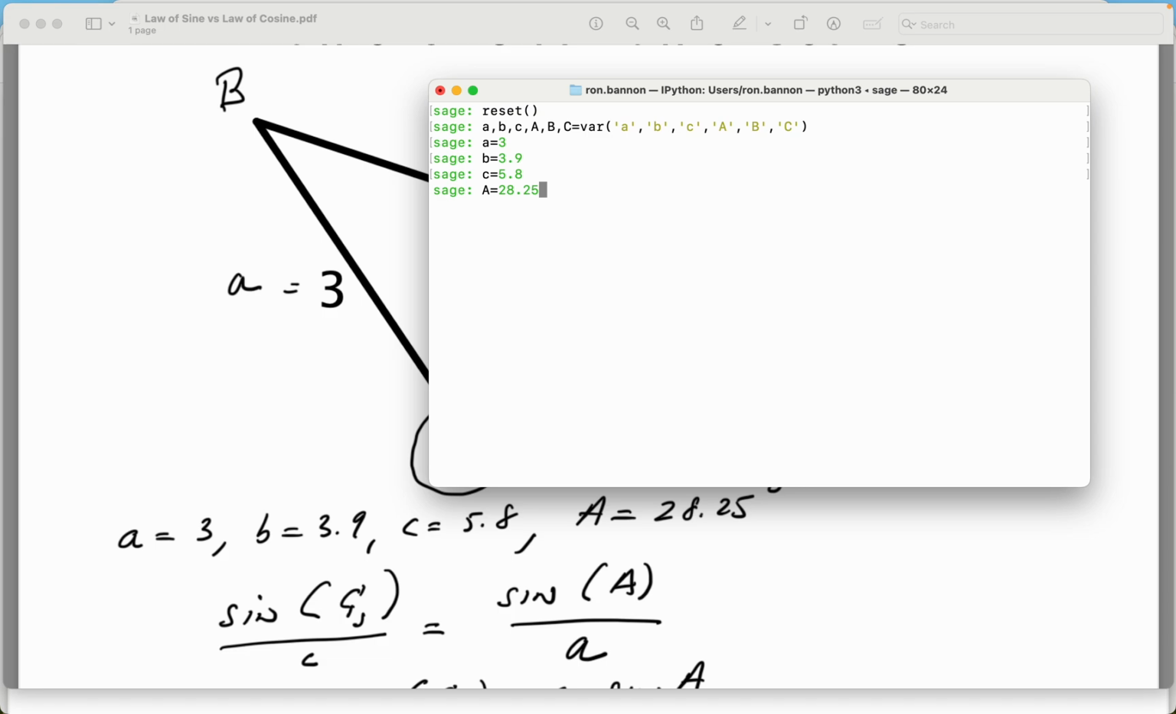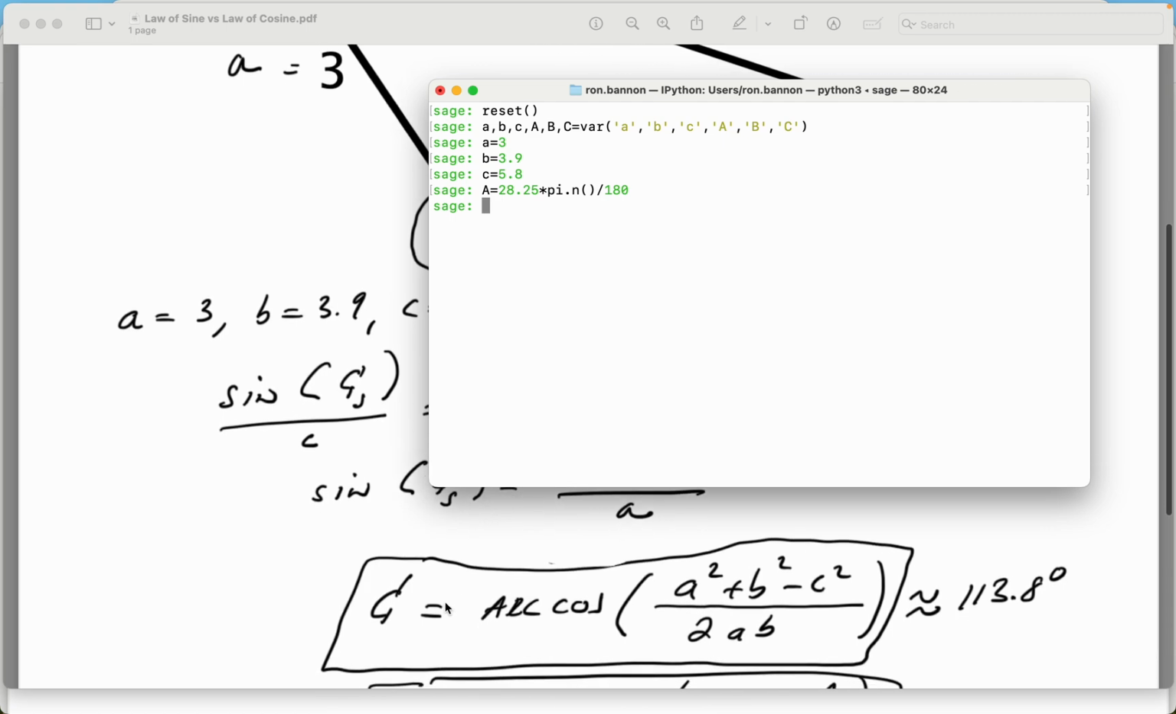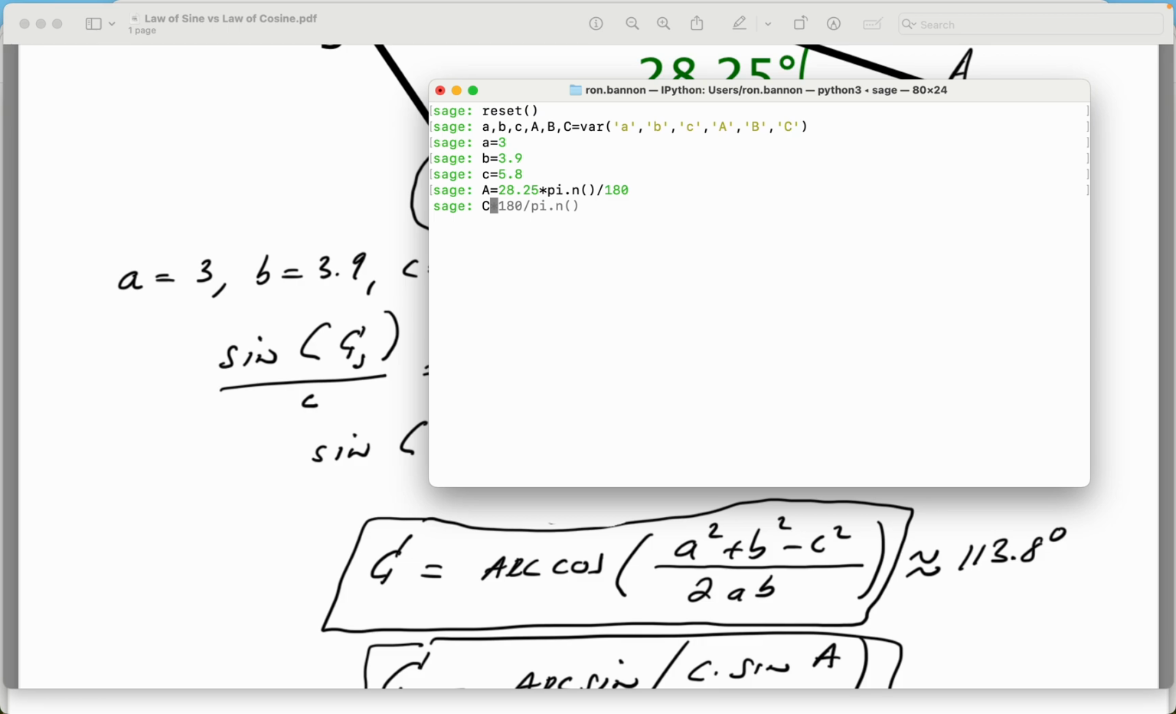And remember, we've got to get to radian mode. So we're going to convert that degree measure to radians. So times pi, we need to approximate pi, and we need to divide that by 180. All right, then what are we going to do? Well, I'm going to use the law of cosines first. And it's going to be C equals, and let's write this down, arc cosine.